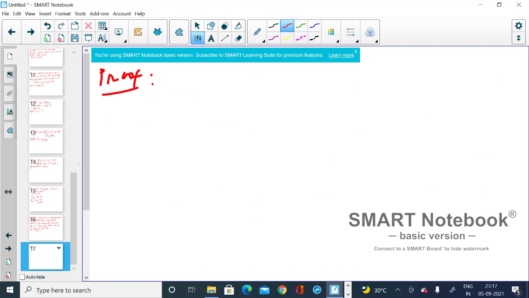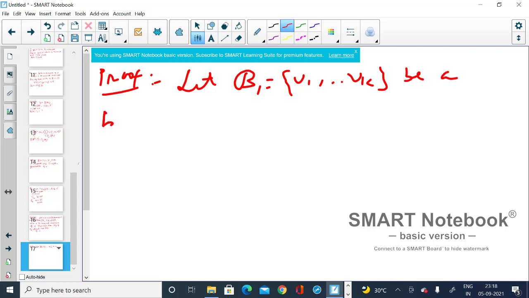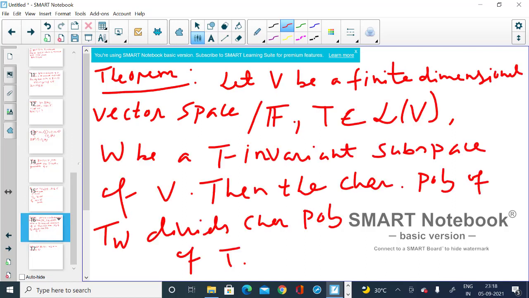The proof is not so difficult. You first start with a basis. Let's say beta_W equals v1, v2, ..., vk, a basis of W. Also, I am assuming V is finite dimensional. So that means, say, the dimension of V is n. This I am assuming.